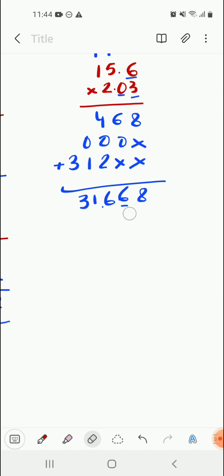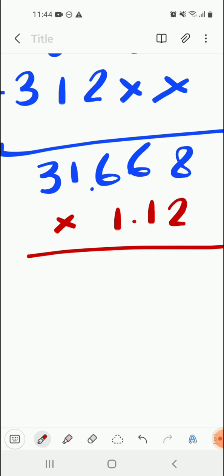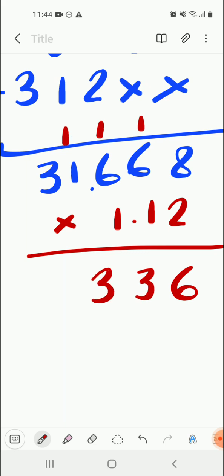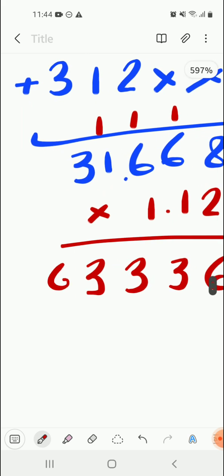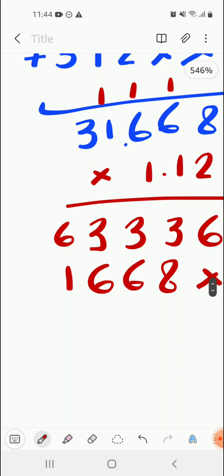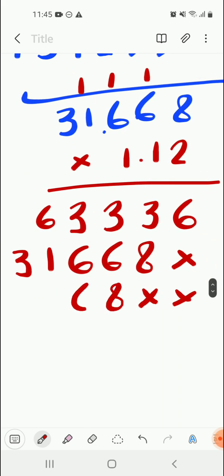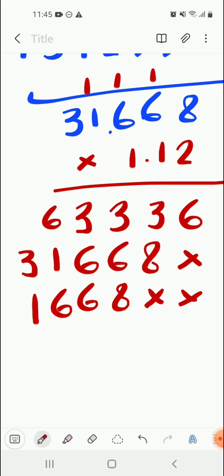We have got 1.12 multiply. 8 into 2, 16, 6 2 is 12 plus 1, 13, 2 6 is 12 plus 1, 13, 2 1 is 2 plus 1, 3, and 3 2 is 6. Moving on, 8 into 1, 8, 6 1 is 6, 6 1 is 6, 1 1 is 1, 3 1 is 3. Again, 8 1 is 8, 6 1 is 6, 6 1 is 6, 1 1 is 1, and 3.